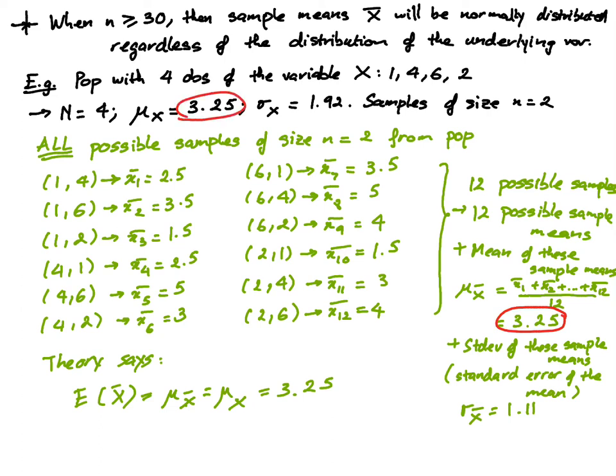Now when it comes to the standard error, in this case it's a little complicated to do, so I'm not going to do it, but always remember that the standard error of the mean is equal to the standard deviation of the underlying variable divided by the square root of the sample size. Okay, so these are the two formulas that you want to remember.